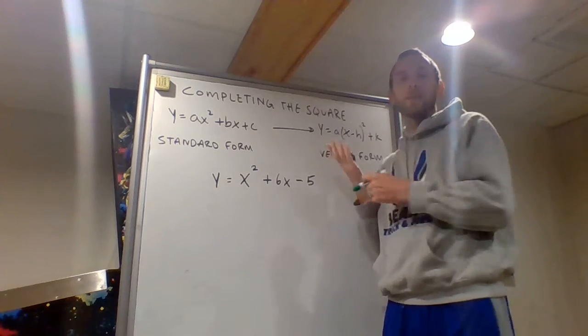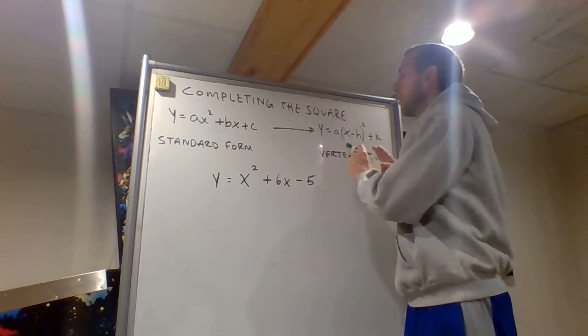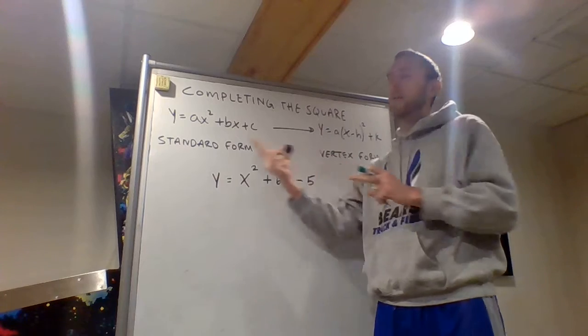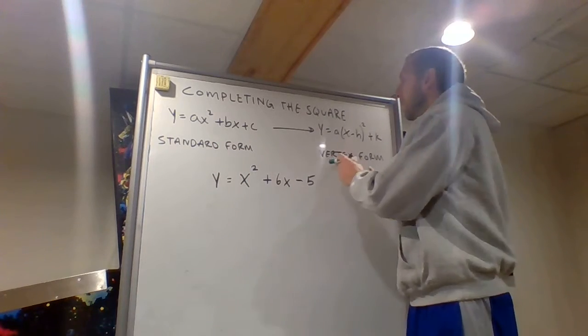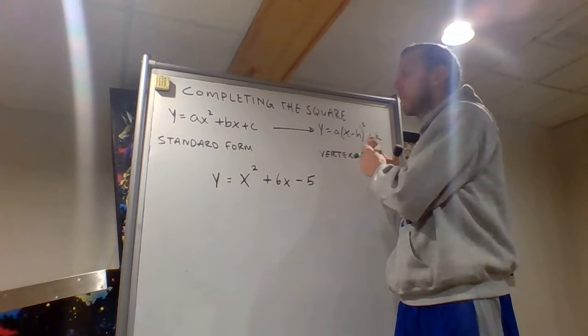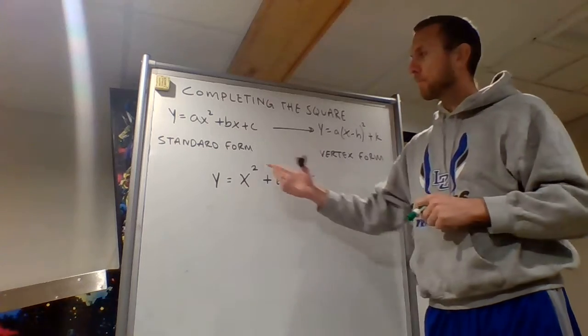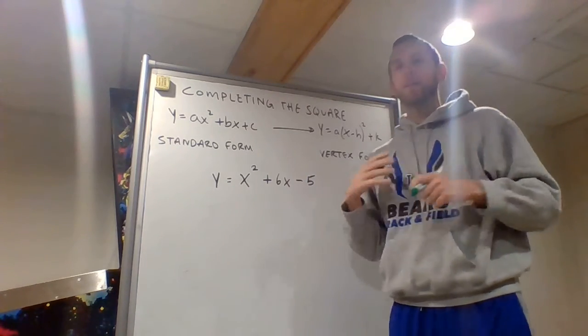All right, there's a number of reasons why we might want to do this. One of which might be just that it's easier to graph the parabola when it's in vertex form than when it's in standard form. In vertex form, the vertex appears right in the equation itself. So we're going to talk about this process.